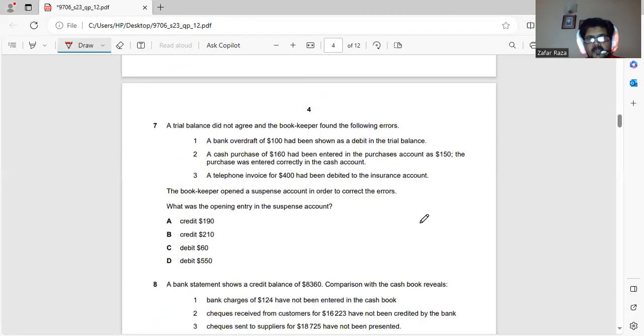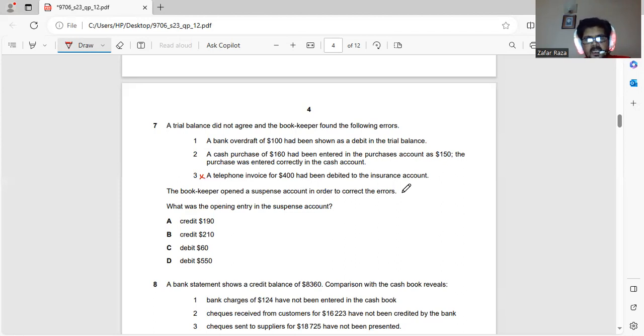Okay. A trial balance did not agree and the bookkeeper found the following errors. A bank overdraft of $100 had been shown as a debit in the trial balance. A cash purchase of $160 had been entered in the purchase account as $150. The purchase was entered correctly in the cash account. A telephone invoice of $400 had been debited to insurance account. Do you know, students? This error has nothing to do with the trial balance because it is an error of principle. Are you getting my point clear? So we are not going to discuss this here.